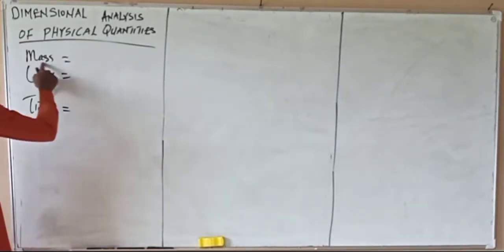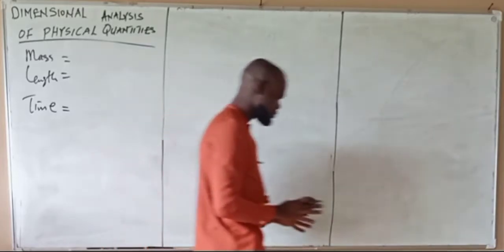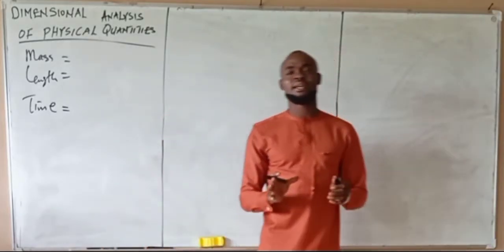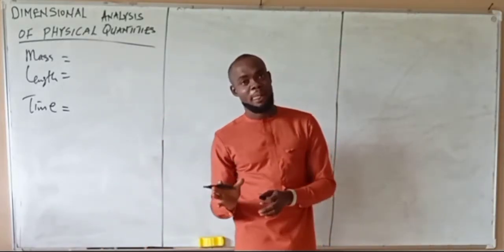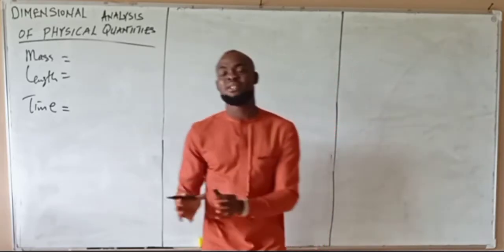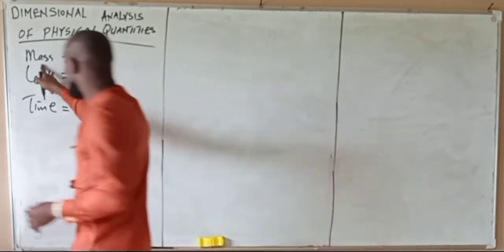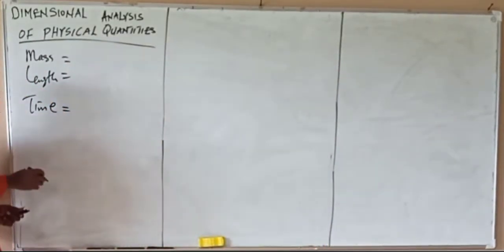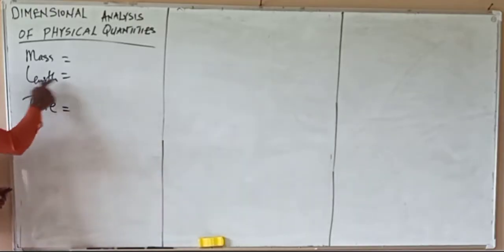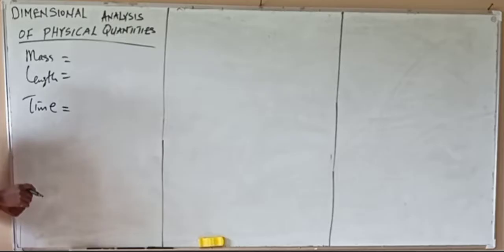Now, the dimension of mass, not unit. Please take note of dimension and unit. We have the dimension of a physical quantity and we have the unit of that physical quantity. They are not the same. Now, the unit of mass is kilogram. That is the unit of mass. The unit of length is meters. The unit of time is seconds.